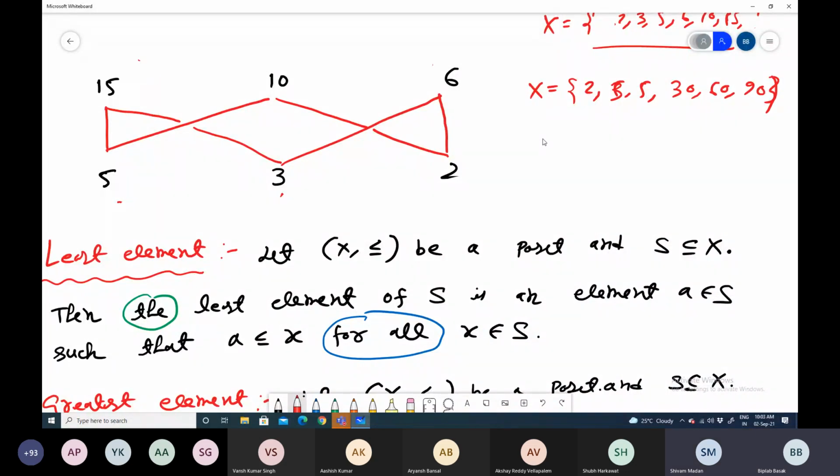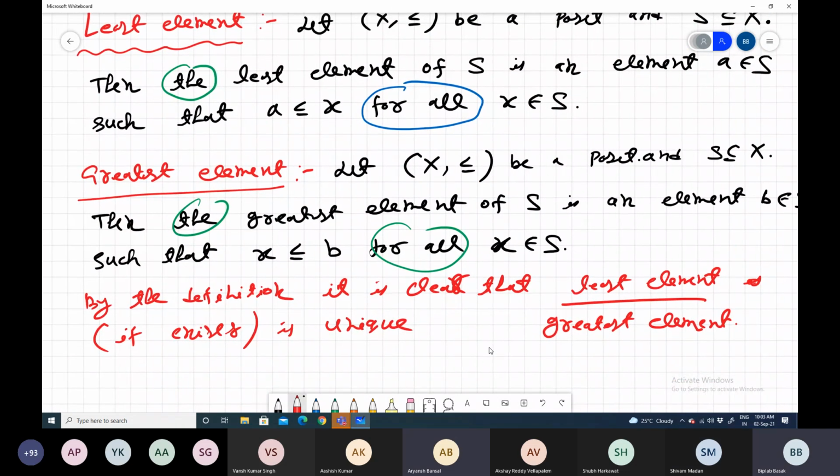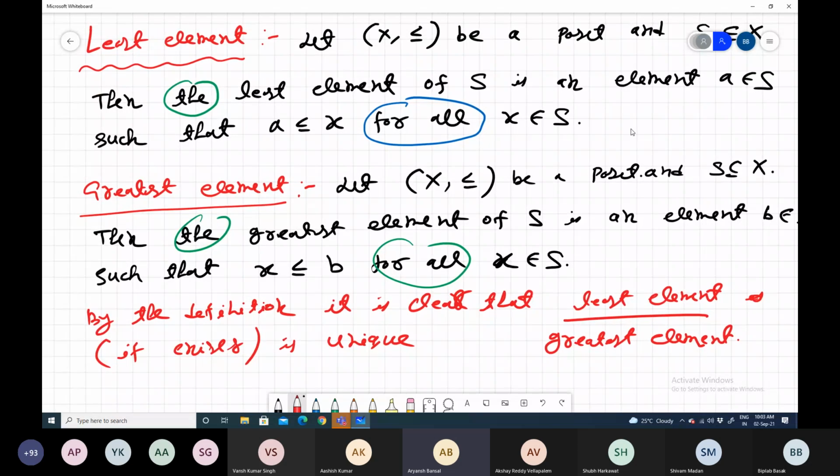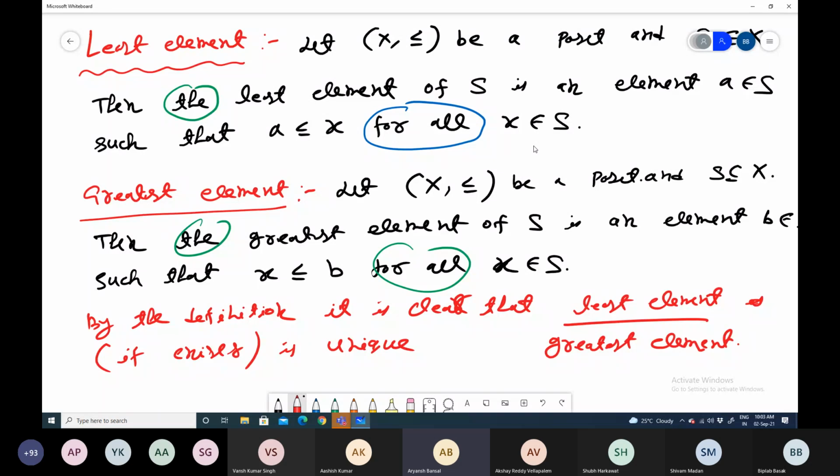For example, if you choose the set 2, 6, 10, suppose this is your S, then you have a least element, that is 2. Then 2 is the least element, but there is no greatest element. Sir, in this definition you have written A less than or equal to X for all X belongs to S. So if A is the least element, is A less than or equal to A also a necessary condition? A is always less than or equal to A, because it is a poset.